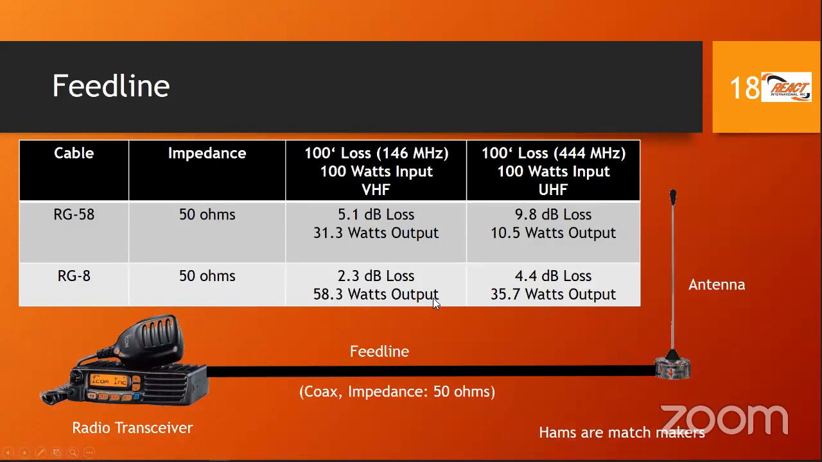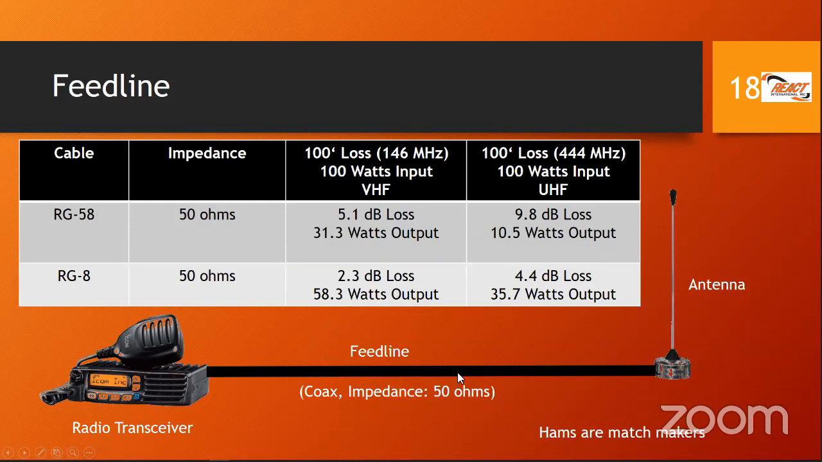What that translates to, when we calculate it, we get 58.3 watts output. So I'm putting in 100 watts from the radio into the feed line, and I'm only getting 58 watts. Not too bad, I suppose, but we're still losing approximately just about a half of it. So just note that feed line has losses. That's the takeaway. Once you're connecting your radio to the antenna via feed line, you have losses.